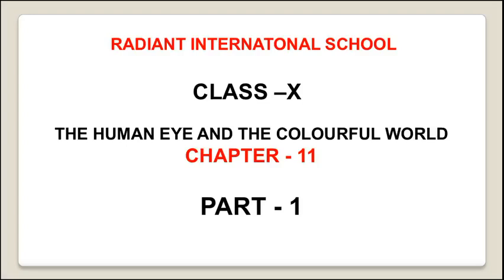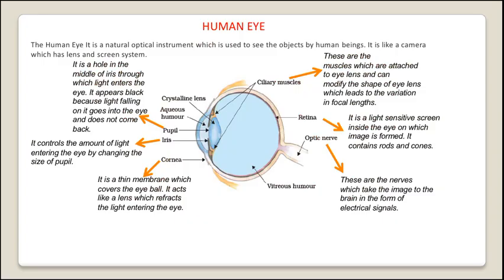Hello students, in this video I am going to explain chapter 11, class 10th physics, the human eye and the colorful world. As we know, our eye is a natural optical instrument which is used to see objects. It is the same as a camera, which has a lens as well as a screen system to cast all the images.